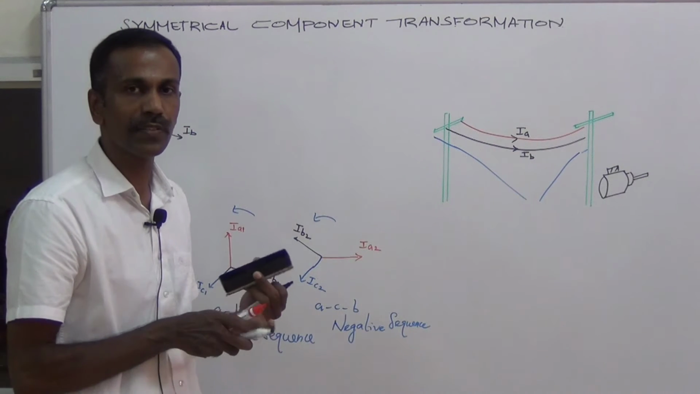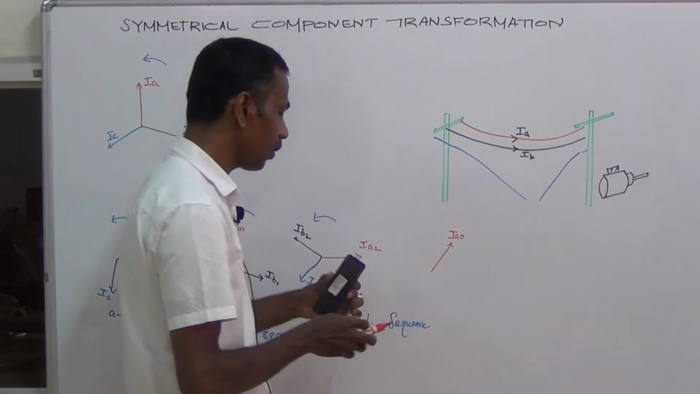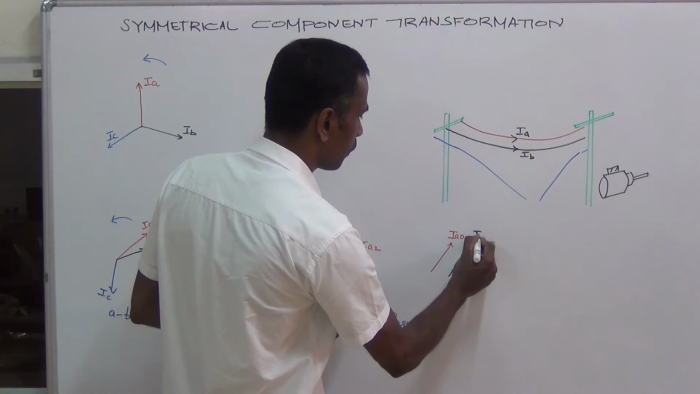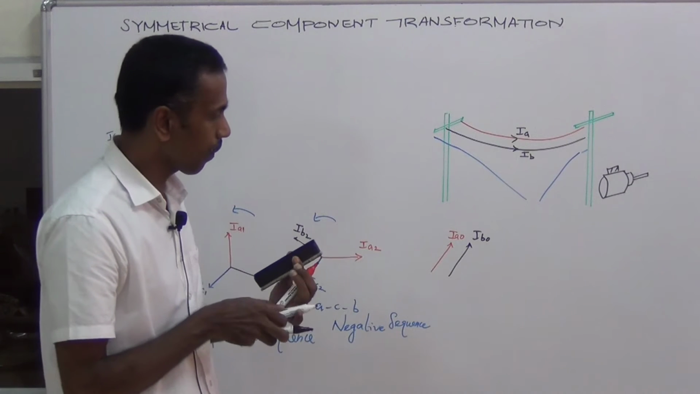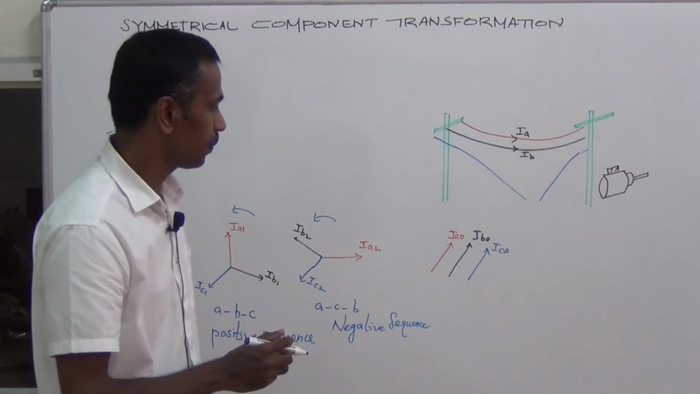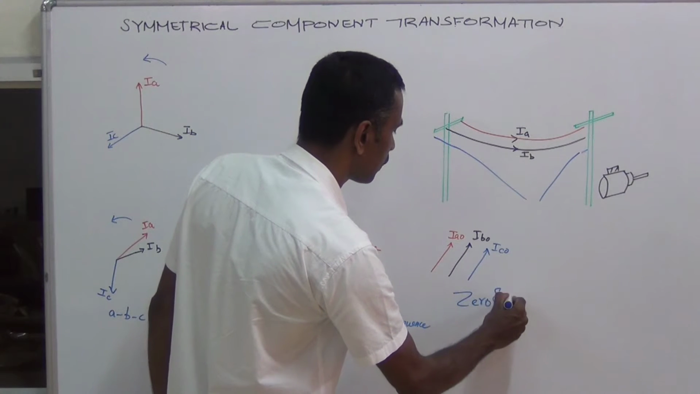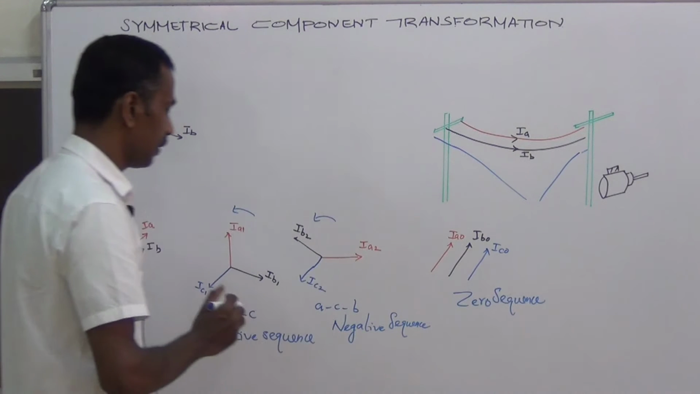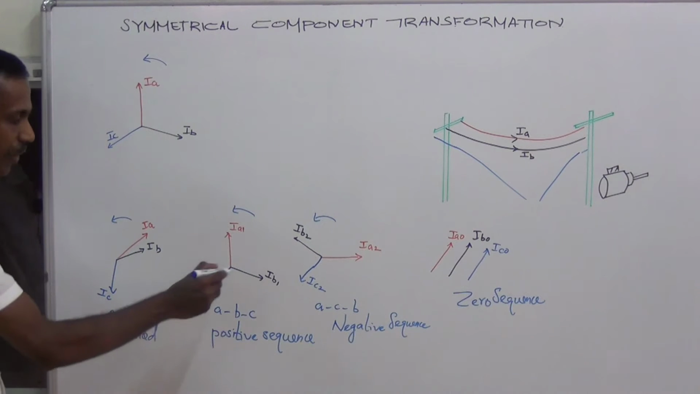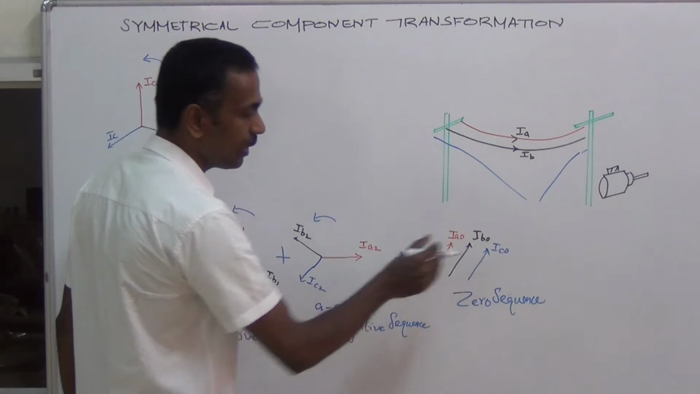And the third set of balanced vectors: this is IA0, this is IB0, this is IC0. They all are in the same direction. We call it zero sequence vectors. So any unbalanced vectors can be formed by adding positive sequence vectors, negative sequence vectors and zero sequence vectors.